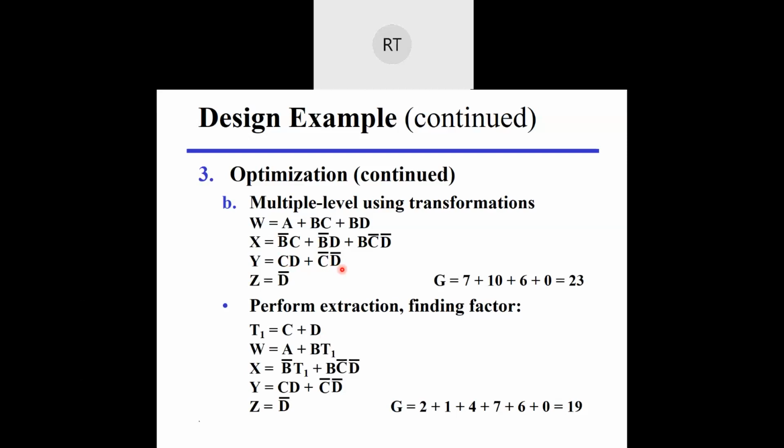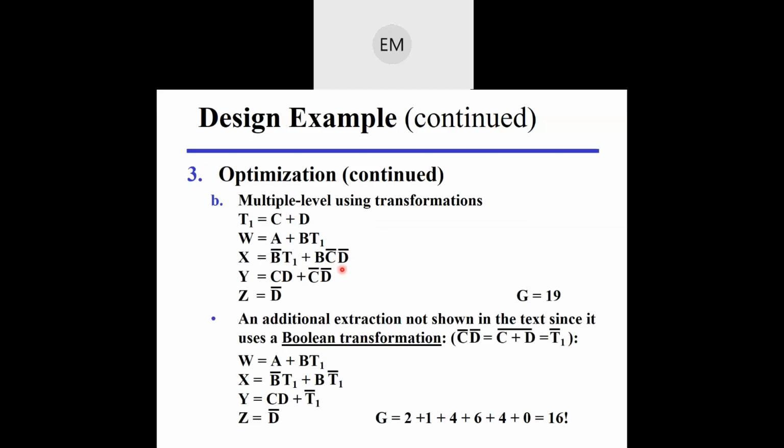You can continue with the optimization if you want, okay? So here you have G equal 19. This is the second level. Now they are saying here that CD bar, you can say that it is T1 bar. You already have CD to be C plus D when you bar it, so you can also replace it, okay?